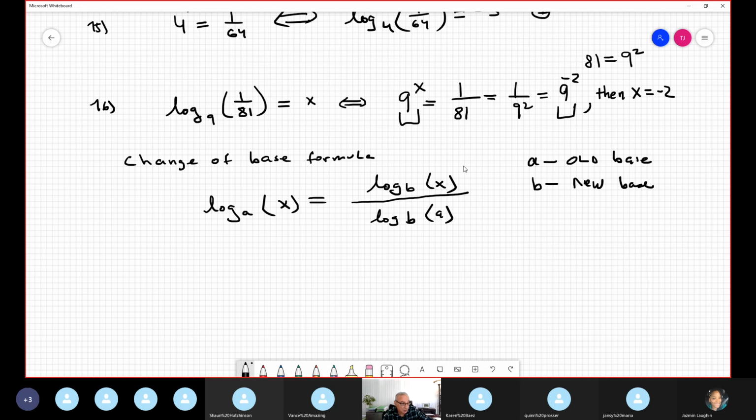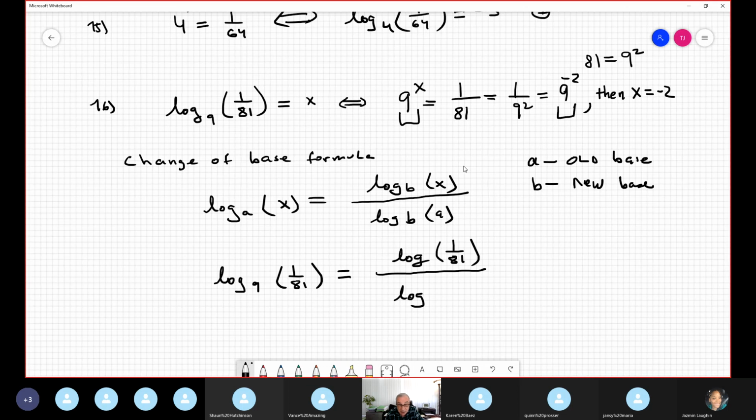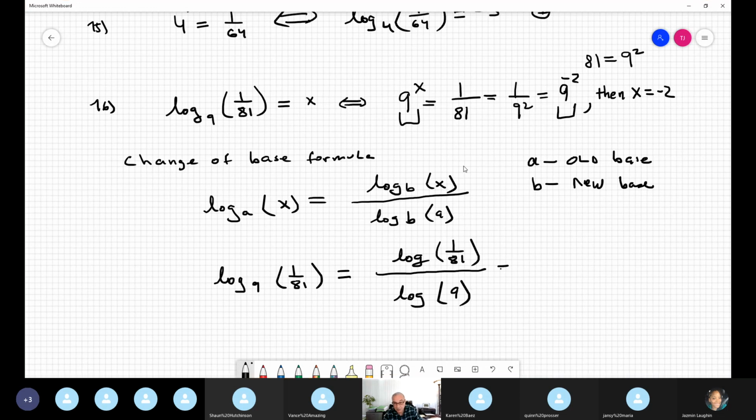To compute it using the calculator, we need to change to the standard base, which is the only one the calculator has available. So basically, logarithm base 9 of 1 over 81 is equal to, suppose I make a decision using log, common, of the same expression. I copy exactly x divided by logarithm of base standard, and this is 9. Ready to put in the calculator.